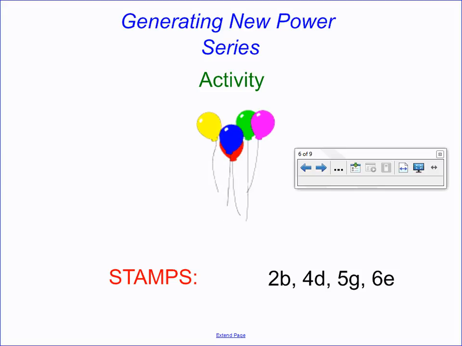Stamped eligible exercises on our activity today include 2B, 4D, 5G, and 6E. And I'll go ahead and include those in our agenda now.